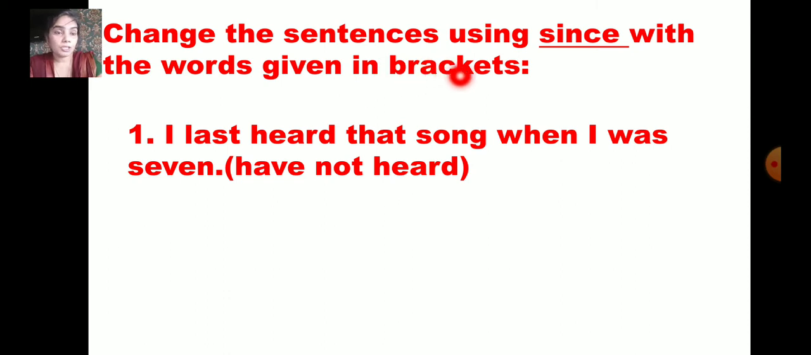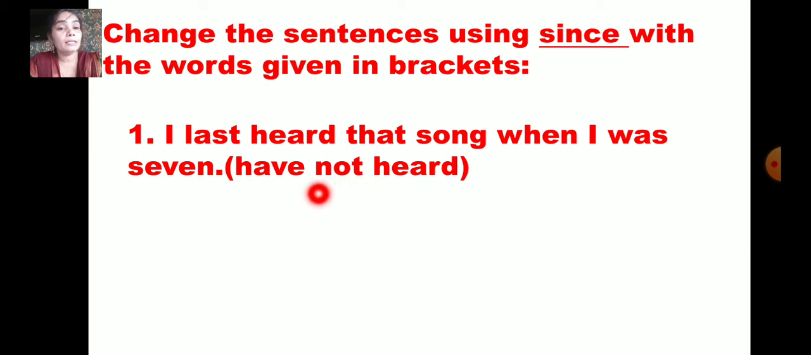Change the sentences using since with the words given in the brackets. The words given in the bracket are have not heard. Let's read the question and understand. Question number 1: I last heard that song when I was 7. What is the meaning of since? From many days, or before many days. So there is a small word called since. So many days before, you heard that song.